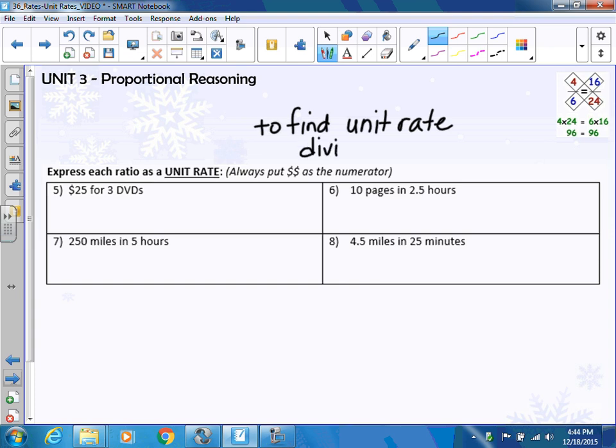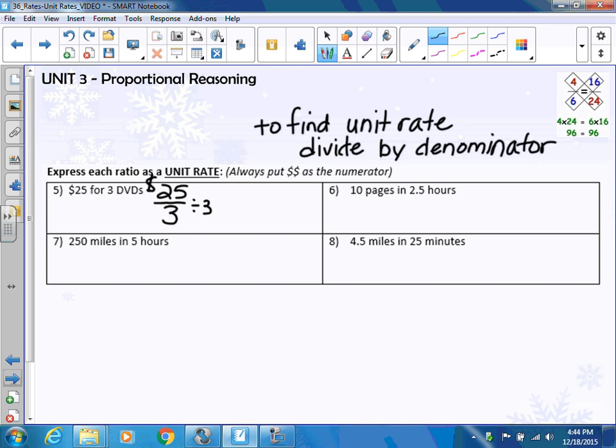Divide both numbers by the denominator. That's all you're doing. So if I look at this, first I have to set up my ratio. I have $25 for 3 DVDs. And again, I'm looking, is this a good deal? So I want to find out how much it is per DVD. So I'm going to divide both of these by 3, because that's my denominator.